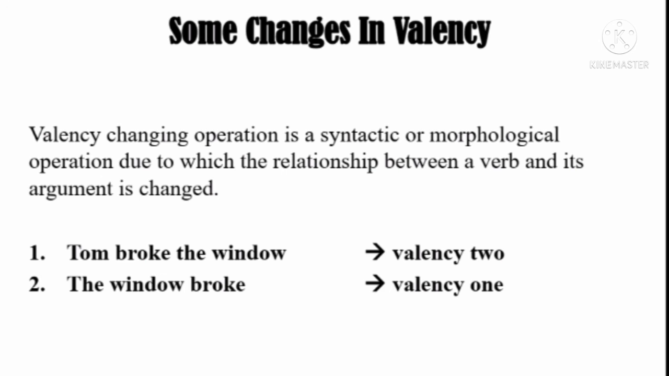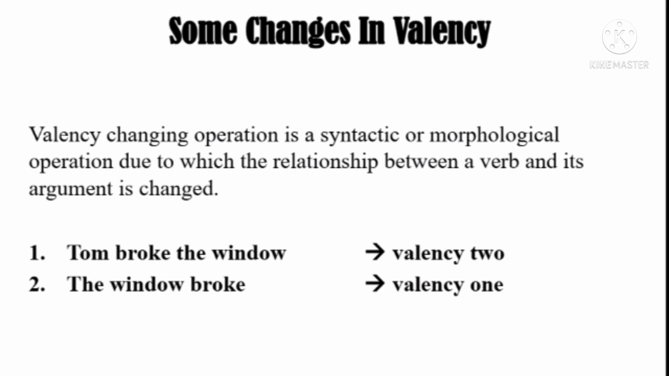Tom broke the window. Tom adalah argumen pertama yang berdiri sebagai agen atau pelaku yang mempengaruhi aktivitas. Broke merupakan predikat atau action. Sementara the window adalah argumen kedua yang berdiri sebagai affected atau sesuatu yang dipengaruhi oleh action. Kalimat pertama Tom broke the window merupakan valency two karena dia memiliki dua argumen yaitu Tom dan the window.